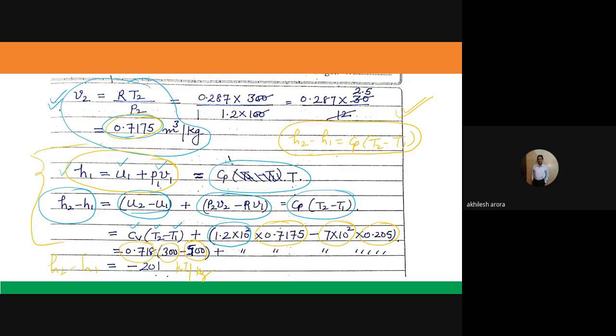So you can see it here. I think I have not done it. Further, it's quite simple actually. It is H2 minus H1, Cp value you know, T2 minus T1 is already known to you. Just wait a minute, I will show you.